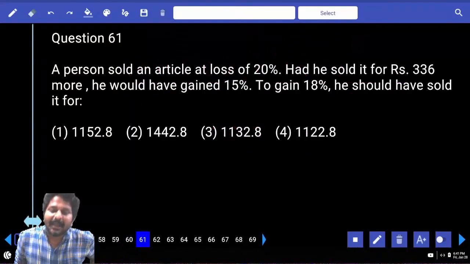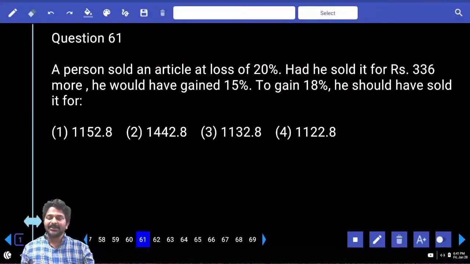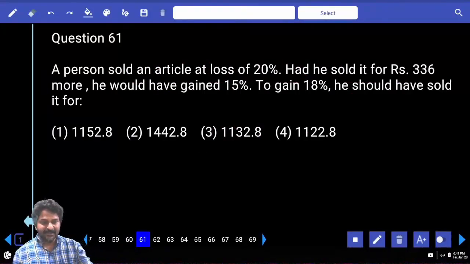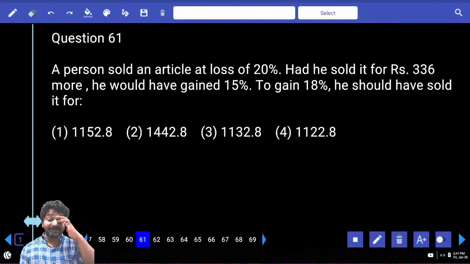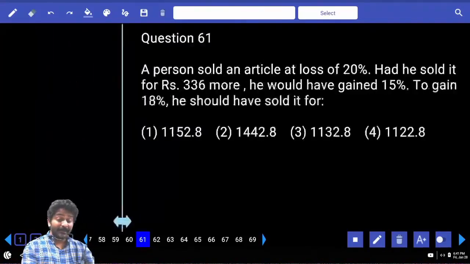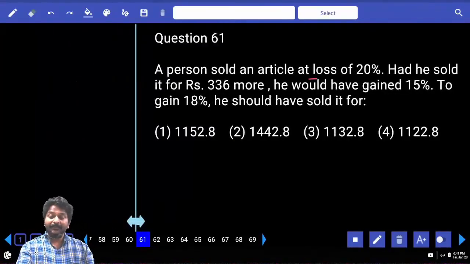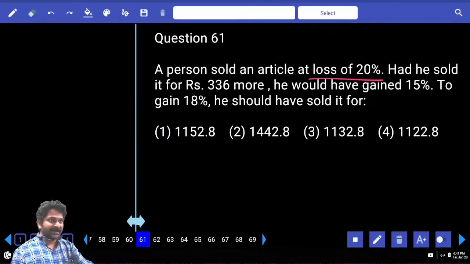Next, a person sold an article at a loss of 20%. Had he sold it for 336 more, he would have gained 15%. To gain 18%, he should sell it for. Okay. Now, in first case, there was a loss of 20%. That is minus 20. Next case, what happened?